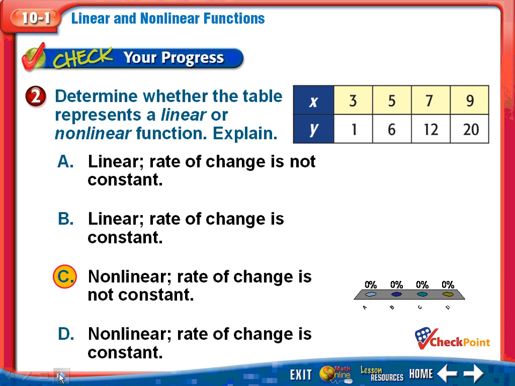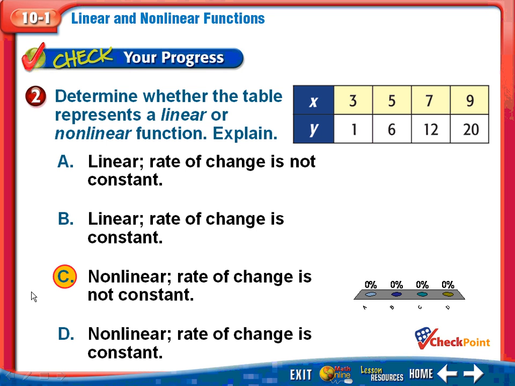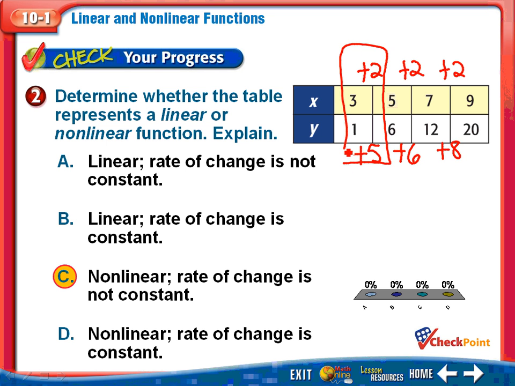This one says nonlinear. Nonlinear rate of change is not constant. So let's see our rate of change. We have a positive 2, a positive 2, a positive 2. That looks constant to me. But on the bottom, we have a positive 5, a positive 6, and a positive 8. So when I break that down, 5 over 2 is definitely not equal to 6 over 2, which is not equal to 8 over 2. Therefore, it is nonlinear.